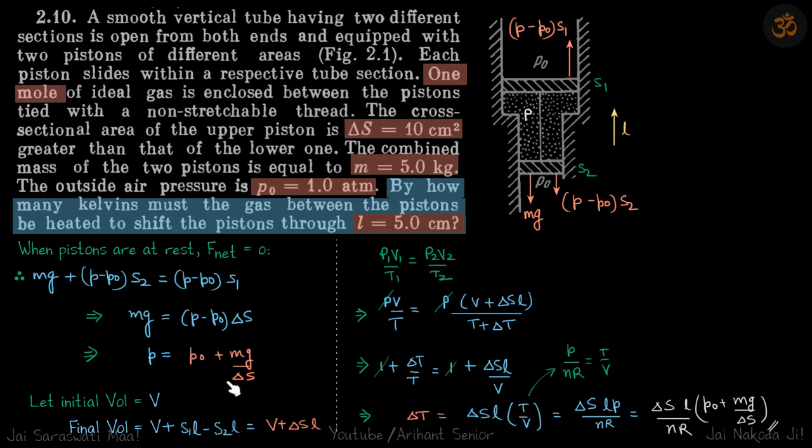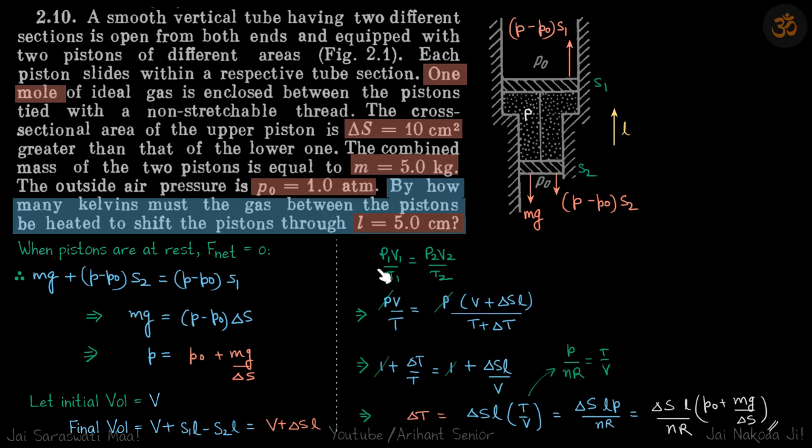So we have got P, and now let's talk about V. If we take the initial volume as V, then the final volume is V plus S1L minus S2L. So if it is moving up by distance L, the volume increases by S1L and decreases by S2L. So the net volume becomes the initial volume plus S1L minus S2L.